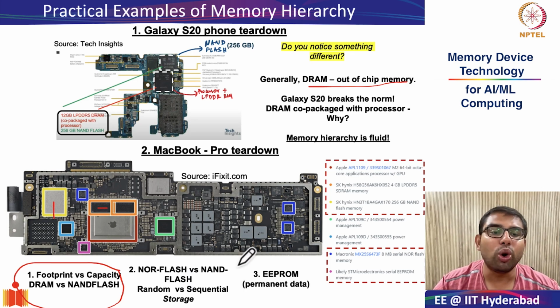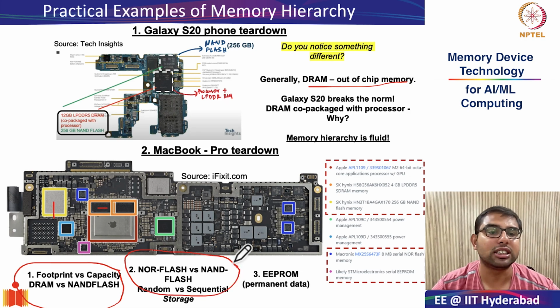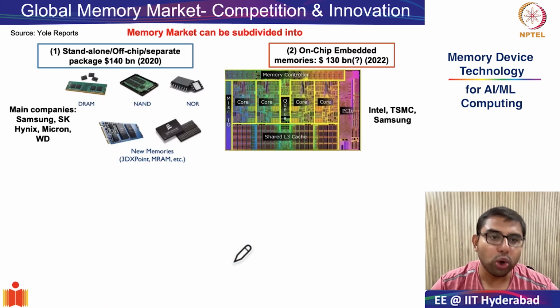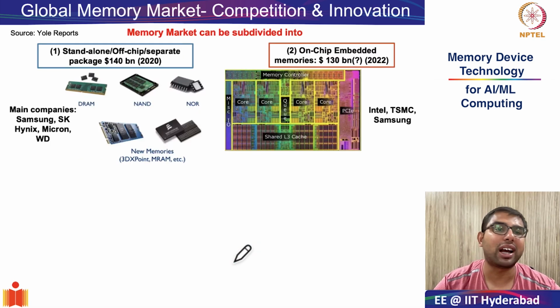Also, we looked at what is NOR flash versus NAND flash, which is random versus sequential storage. The differences between NOR flash and NAND flash we had discussed in much more detail when we saw our flash section. Okay. After this, we started looking at global memory market trends.